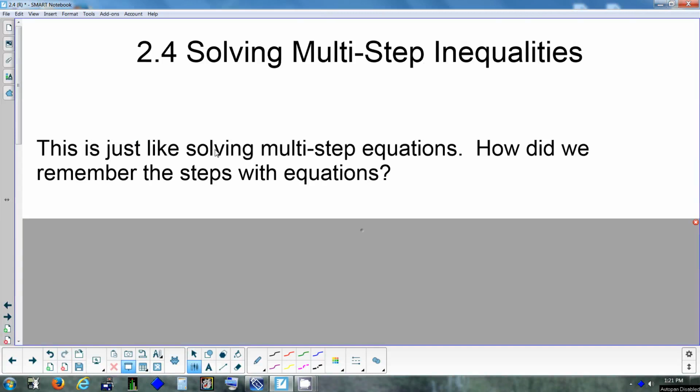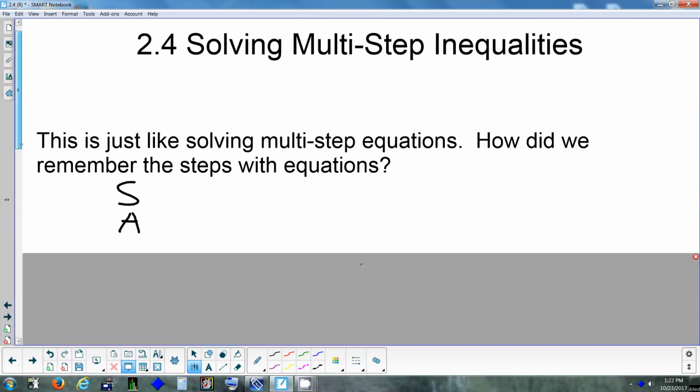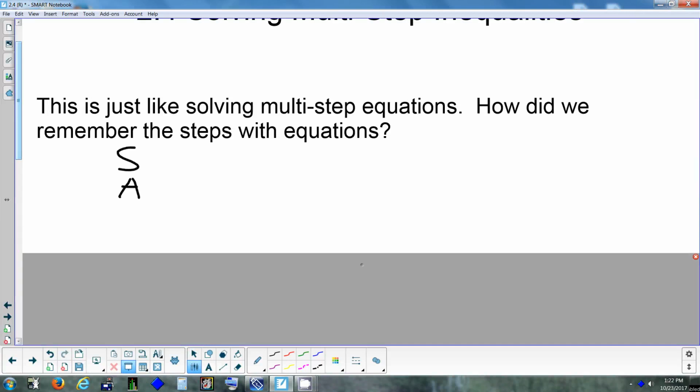Does anyone remember the word? It was 3 letters, 3 steps. It started with an S. The little trick, the little acronym that we use. SAM. What did the S stand for? Simplify. Addition or subtraction. Multiplication or division.